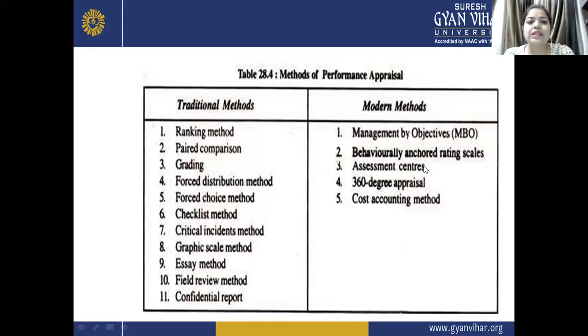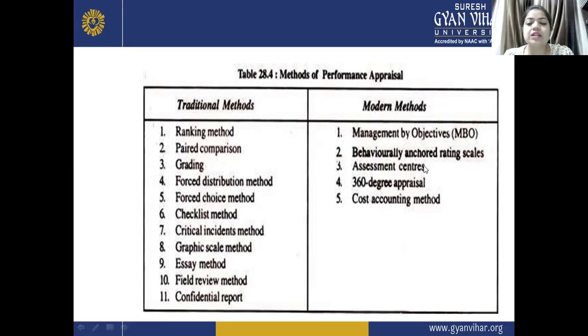As you can see here, what is the traditional method? Traditional methods are those which organizations have been using over the past years. What methods come under the traditional method? The first is the ranking method, pair comparison, grading, forced distribution method, forced choice method, checklist method, critical incident method, graphic scale method, field review method, and the last one is the confidential report.